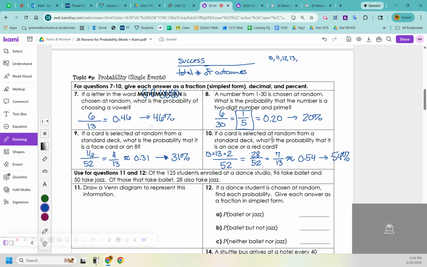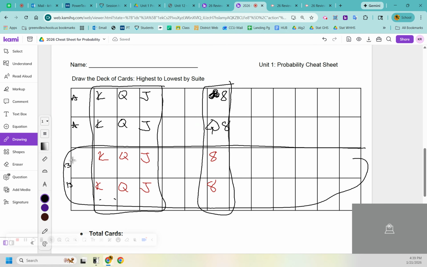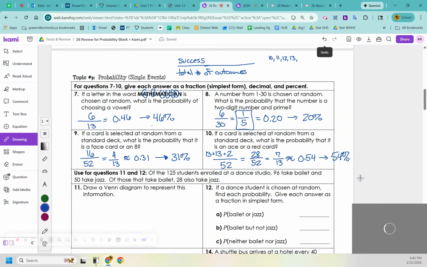Okay, ace or a red card, just to show you. Ace or red card. So these are all my red cards, 13 in each suit. So 13 here, and then these are my aces. So that's 26, that's where the 26 came from, plus these 2 aces. 26, 27, 28. Hope that helps.